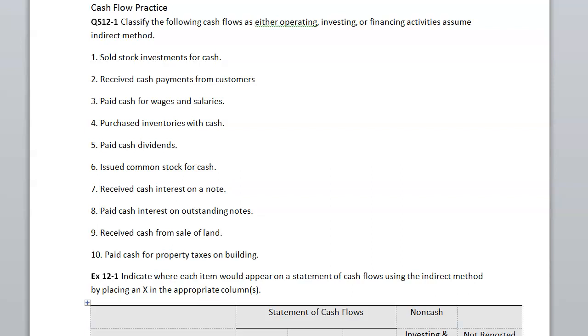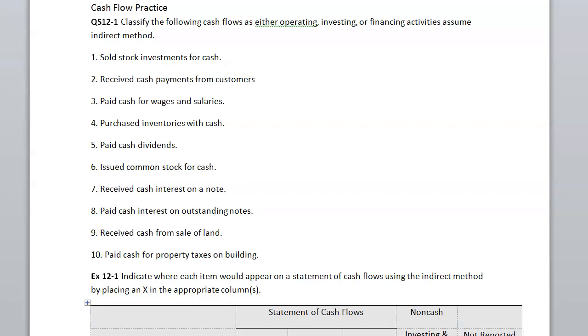Hi, we're going to walk through several examples and exercises for Chapter 12 on cash flow. So please refer to the basic cash flow statement template if you haven't looked at it already, that kind of talks about what goes into each section. So this one, the first one is Quick Study 12-1.